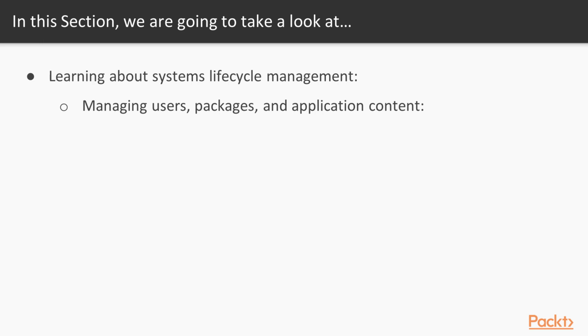We're first going to start with managing users, packages, and application content. So we've got some example code written up that we're going to deploy in real time, like we did with all the other chapters. We're first going to cover how to create and manage local users on a set of disparate remote systems, including managing SSH keys.